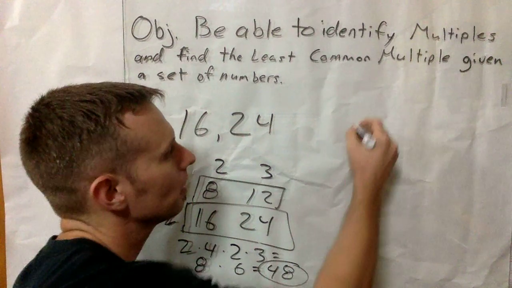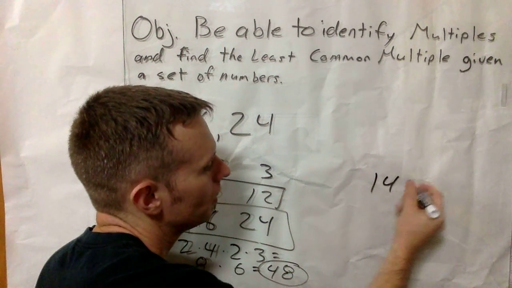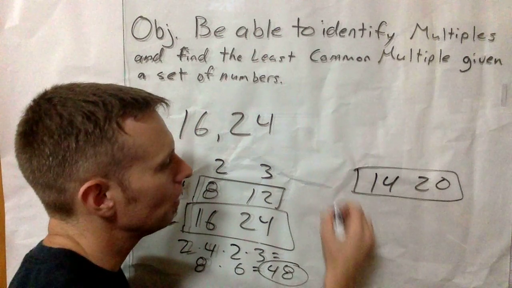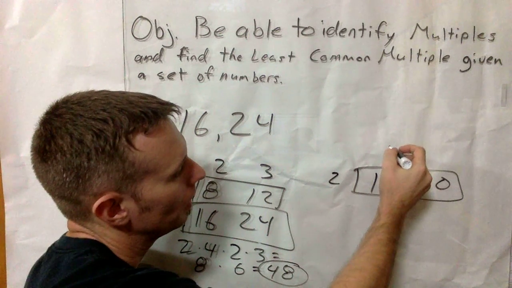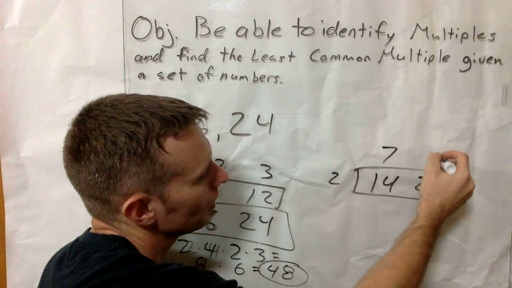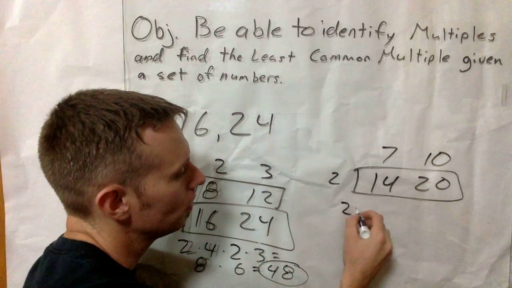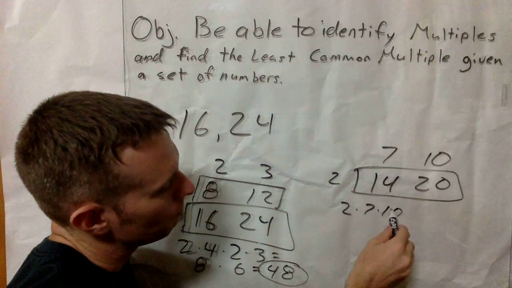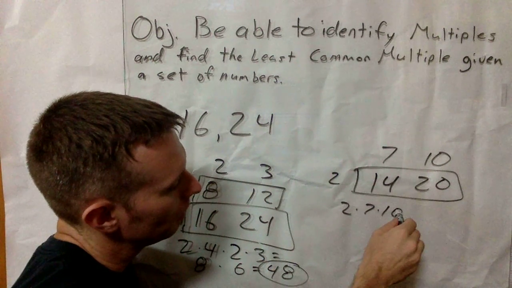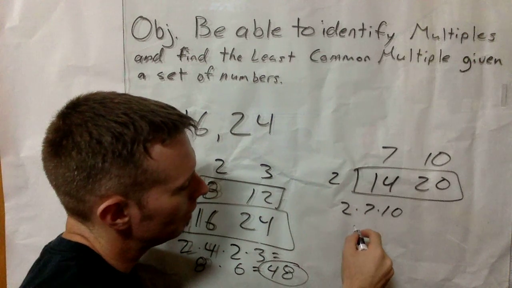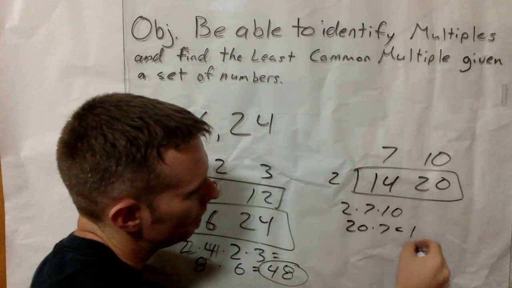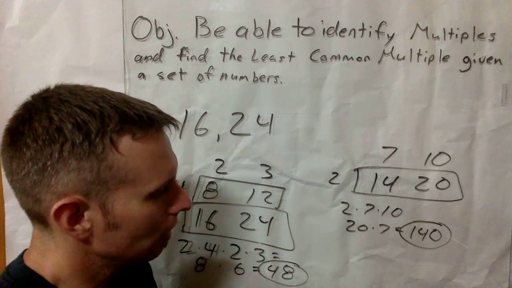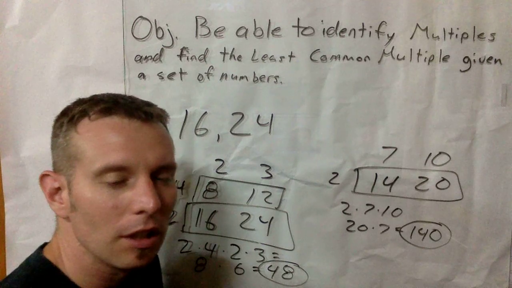And last but not least, let's try the numbers 14 and 20. I can pull out a 2. And I have here 7 and 10, and 2 times 7 times 10. Let's use the commutative property again, and 2 times 10 is 20. 20 times 7 looks like it's 140, which would be the least common multiple.